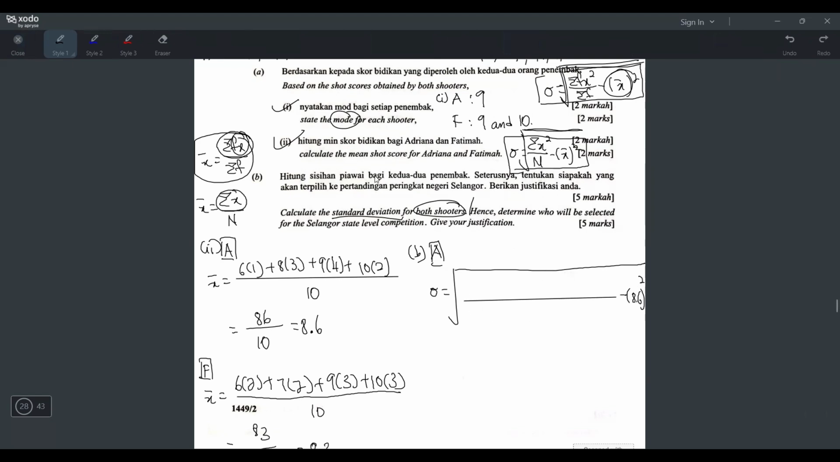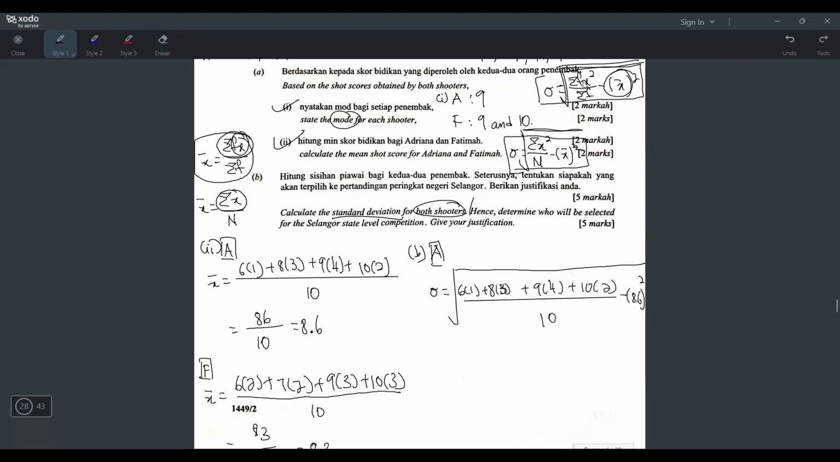Okay, if you are lazy to memorise the formula, you can just copy from your mean. Just copy from your mean. So what is your mean just now? Just copy. 6 times 1, 8 times 3. Just copy. And then plus 9 times 4, plus 10 times 2, and then over 10. But you have to put square.